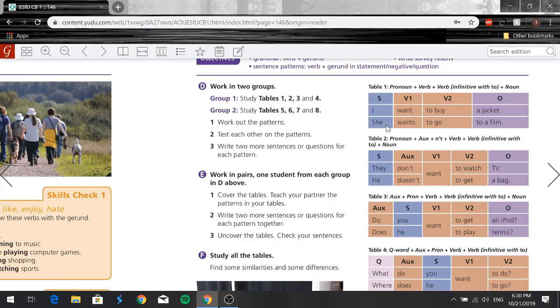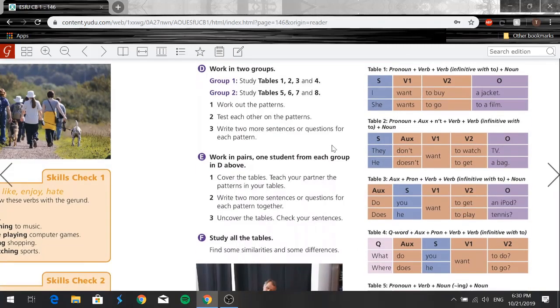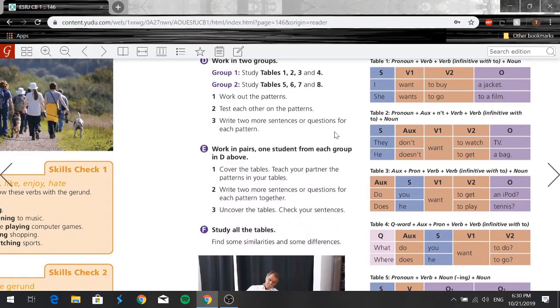All of these are different examples that you can use. You can use your own examples, by the way. Don't take my examples, all right? So what else do we have? We have table 2. Now we have the pronoun plus the auxiliary, right? And then not, here in the form of an apostrophe, and then we have the verb and obviously the second verb, which is infinitive with to, and the noun. So we have they don't want to watch TV, and he doesn't want to get a bag, right?